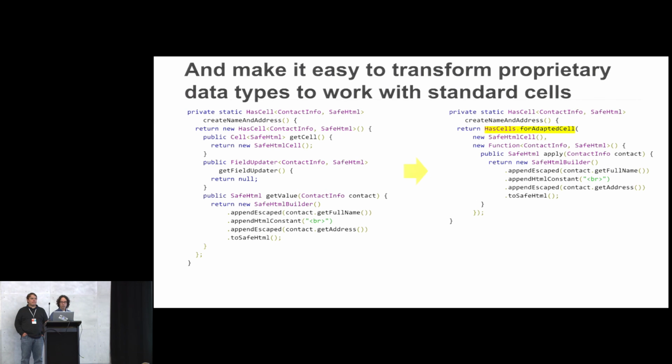And we have some other tricks in the HasCell package, like forAdaptedCell. ForAdaptedCell allows us to transform proprietary data types to work with some of the standard cells. So in this case, this is creating the name and address bit, and there is this thing called SafeHtmlCell, a standard cell that we can use in the GWT library, but you have to do this kind of data transformation stuff in the getValue method. But instead, you can use HasCell's forAdaptedCell and just provide a function that does that transformation, because that's really all that you need out of all its boilerplate code. So it can reduce the code for that as well.